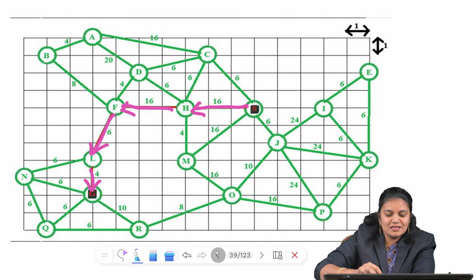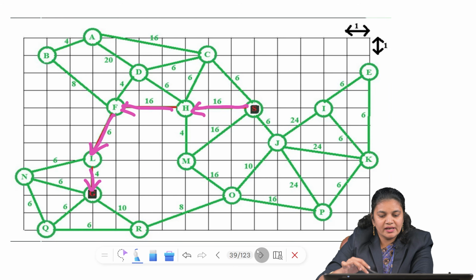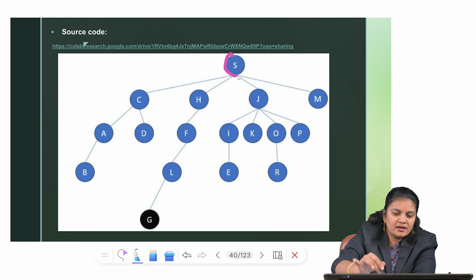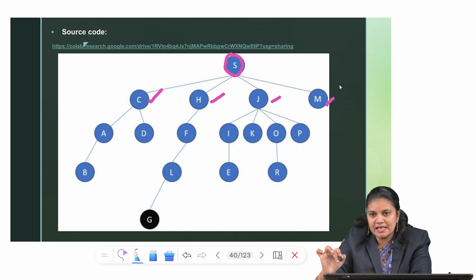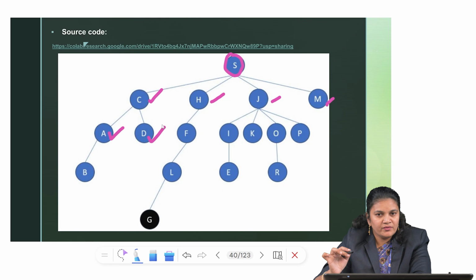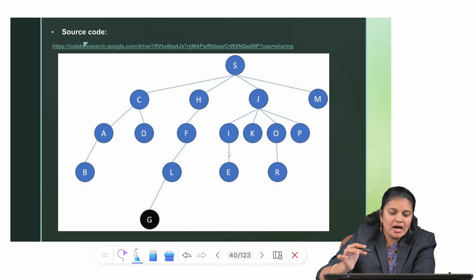But how did we get this path? We can see that a lot of edges are visited on the way to reach G. To show you that, I can show this tree structure. This is the same thing that we worked on. We started from S. 4 children were there, written in alphabetical order. After visiting that complete level, we next move to the first child C. We visit A and D, and then H we explored. So this is the exploration we did.